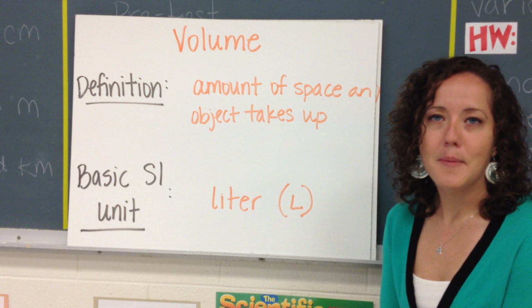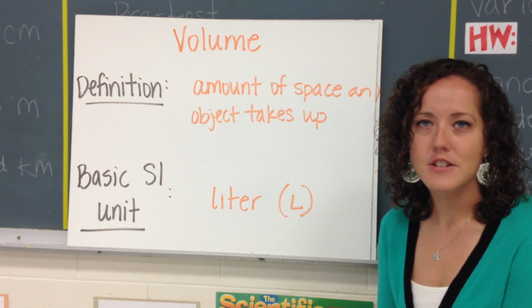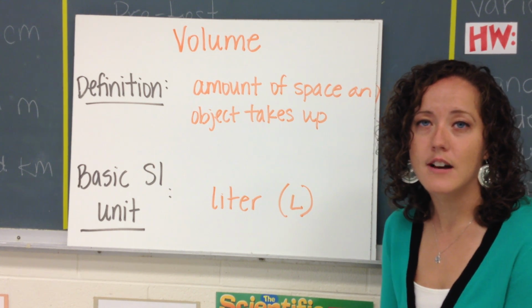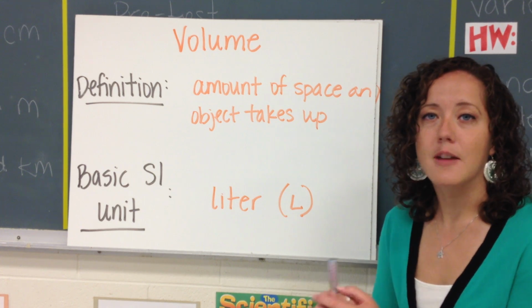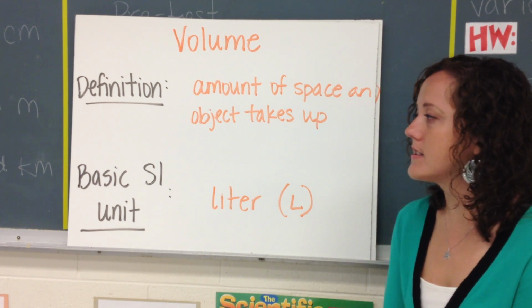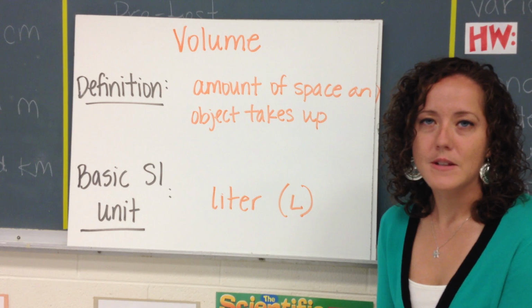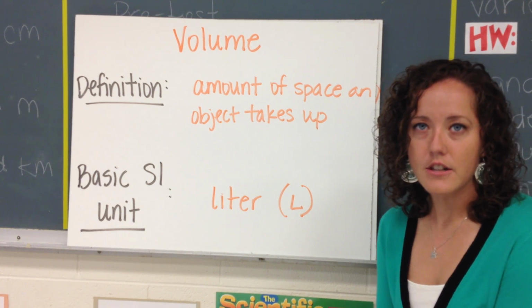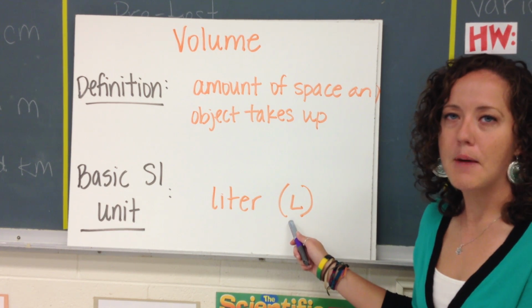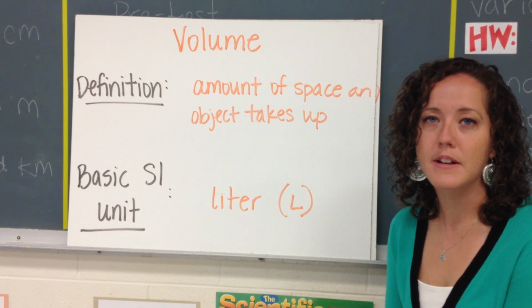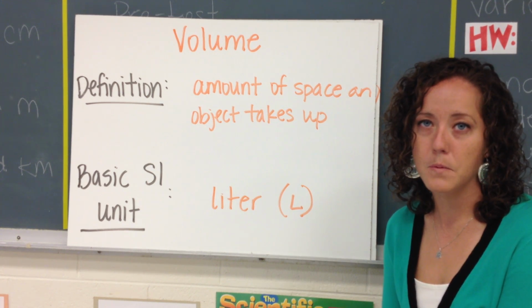So just to talk about the definition of volume, it is the amount of space an object takes up. So this is talking about three-dimensional objects. The basic unit that we use for the metric system is the liter, and we abbreviate liter with a capital L so that when we put a number in front of it, we don't confuse it with the number 1.